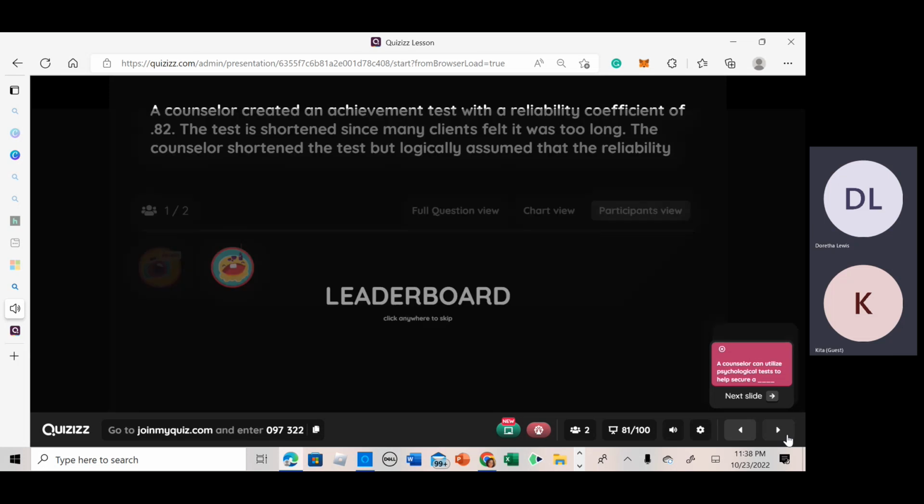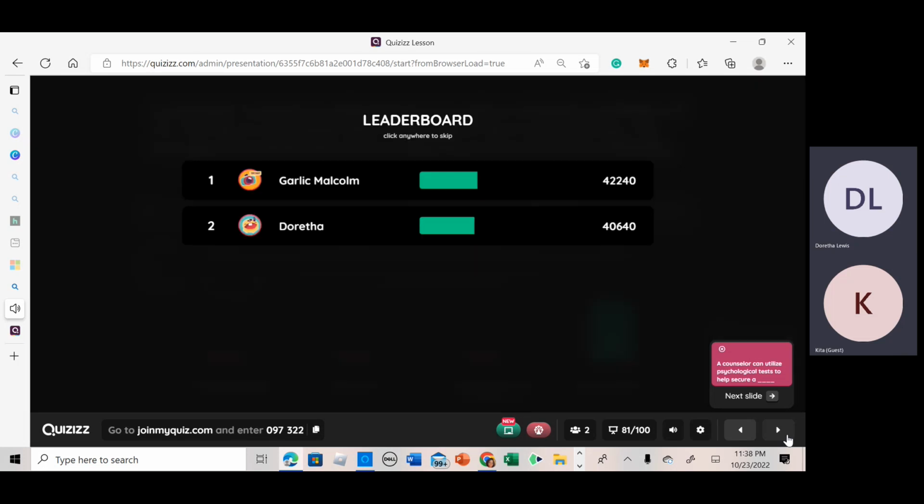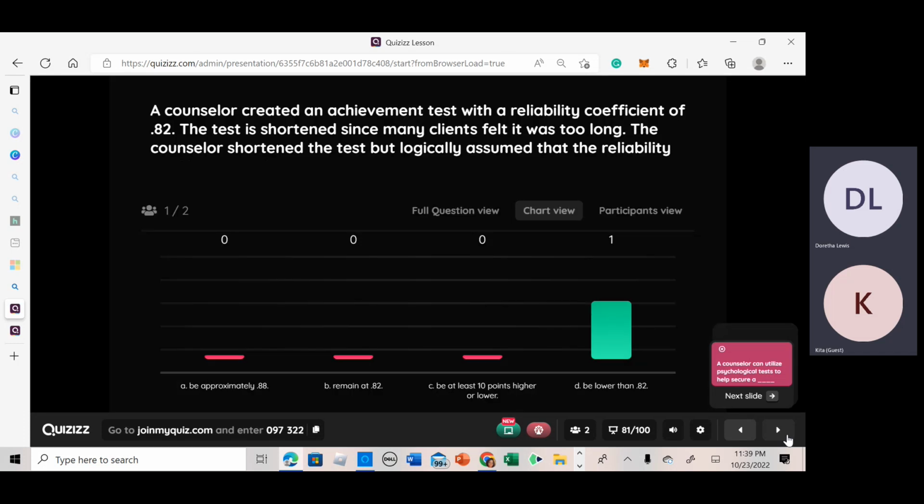A counselor created an achievement test with a reliability coefficient of 0.82. The test is shortened since many clients feel it was too long. The counselor shortened the test but logically assumed that the reliability coefficient would now be D, lower than 0.82.